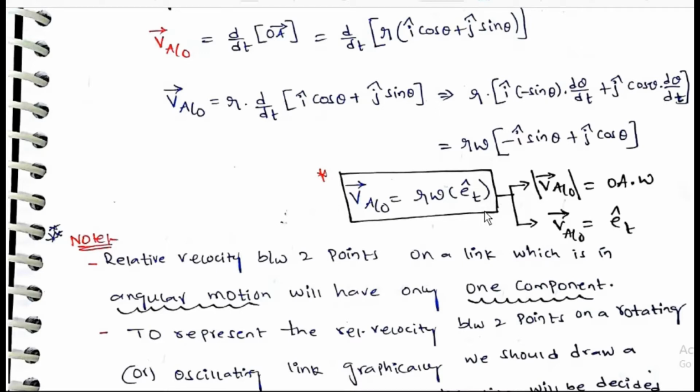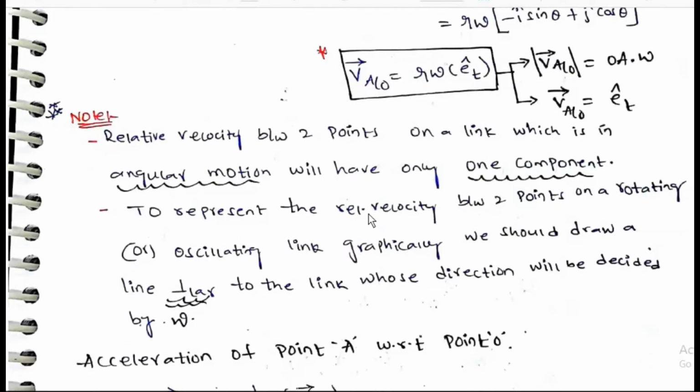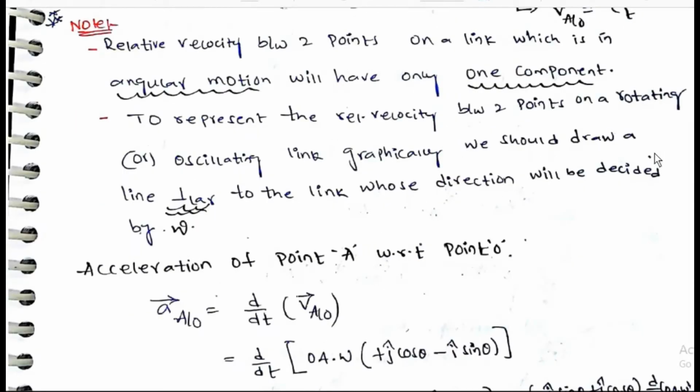VA by O is equal to R omega ET cap, which means R omega is in the tangential direction. V bar A by O is equal to OA omega ET cap. Relative velocity between 2 points on a link in angular motion has only one component. To represent the relative motion between 2 points on a rotating or oscillating link graphically, we should draw a line perpendicular to the link, whose direction will be decided by omega.